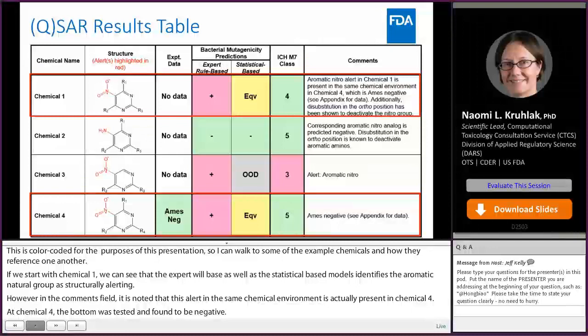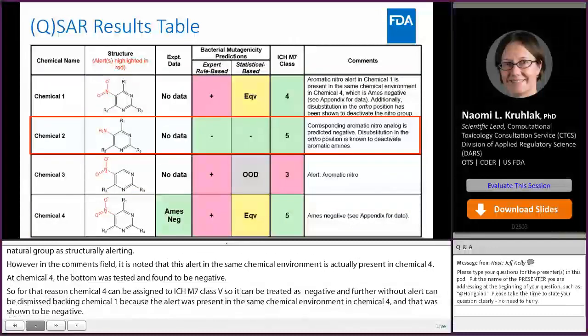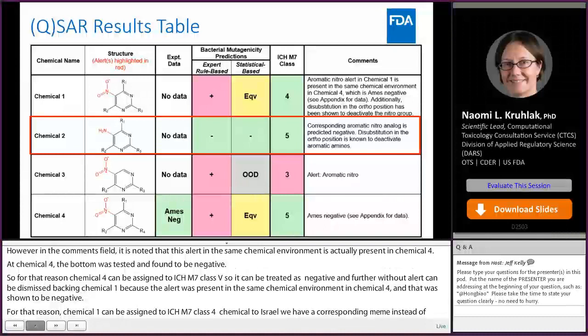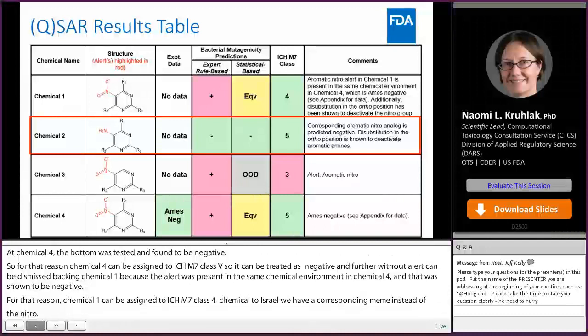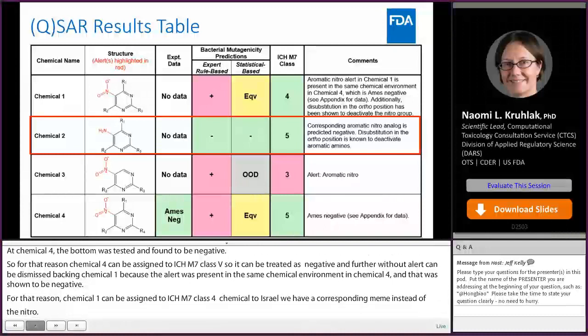So for that reason, now chemical 1 can be assigned to ICH-M7 class 4. Chemical 2 is a situation now where we have the corresponding amine rather than the nitro. The model did not consider that amine to be structurally alerting due to the presence of the other substituents in the alert environment and assigned it to class 5. And that makes sense. If we're going to call the nitro negative, we would expect the amine to be less mutagenic. So that would actually make sense from a mechanistic standpoint.